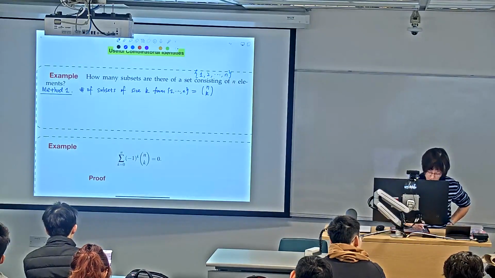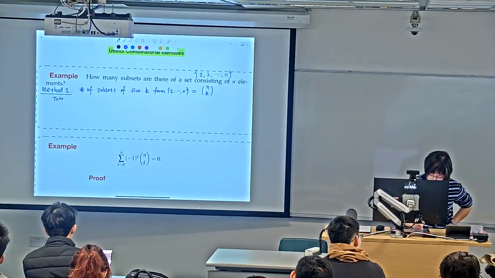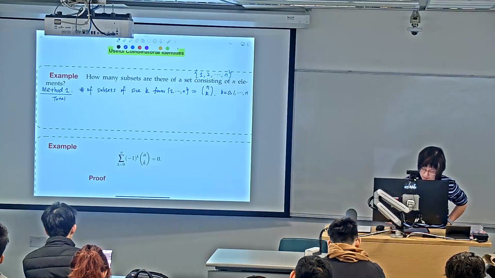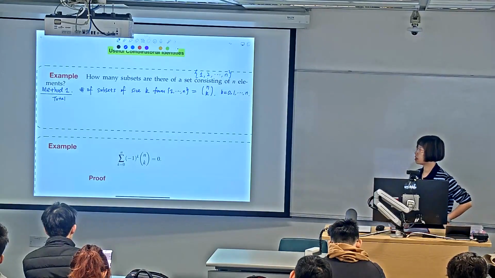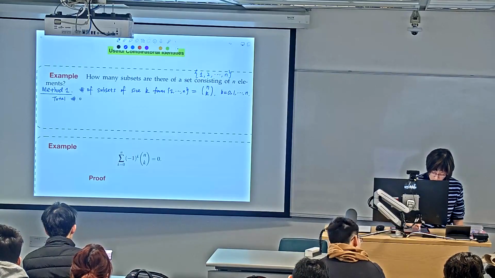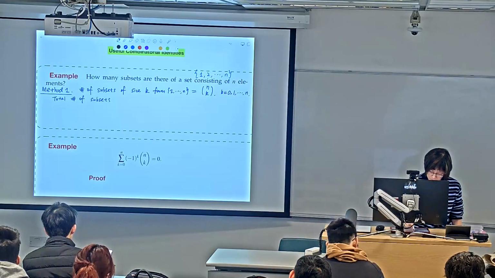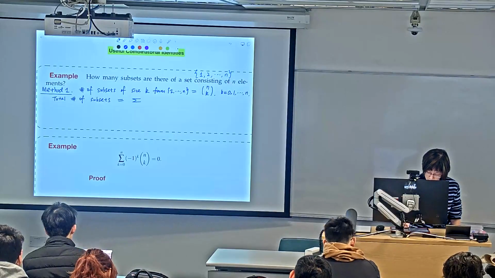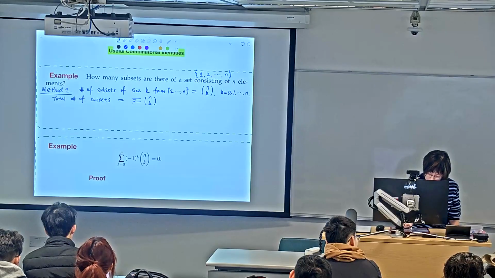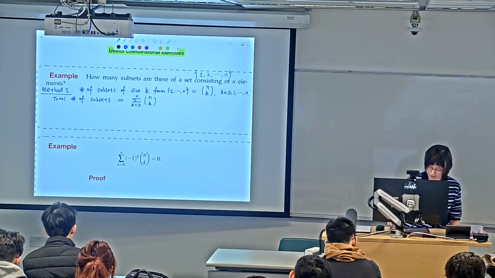And then the total number of subsets is, and I should mention that this k can be 0, 1 to n. If the size is 0, this is the empty set. So the total number of subsets is we sum over all these subsets with size k, and k is from 0 to n.